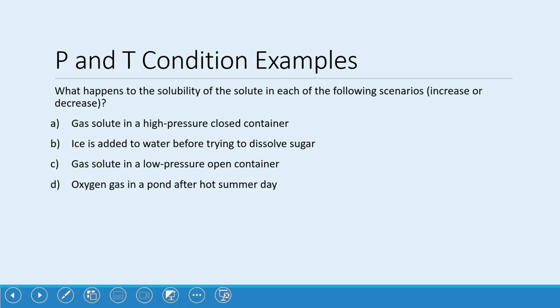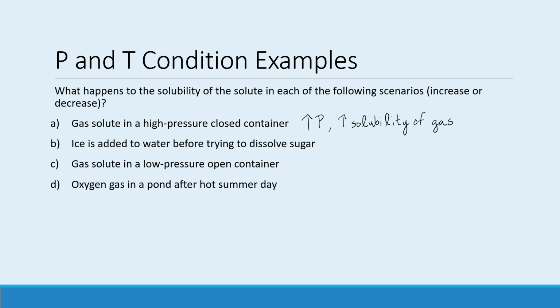So last set of examples here, we're just going to look at pressure and temperature conditions for gases and for solids. So what happens to the solubility of the solute in each of the following scenarios? So let's say that we have a gas solute in a high pressure closed container. So remember that if we increase the pressure, we are going to increase the solubility of gases. Okay, so it would increase in that case.